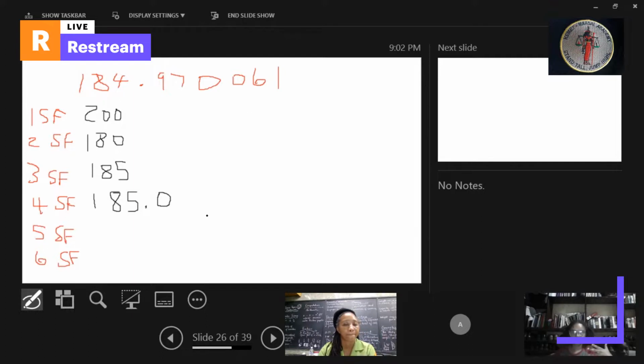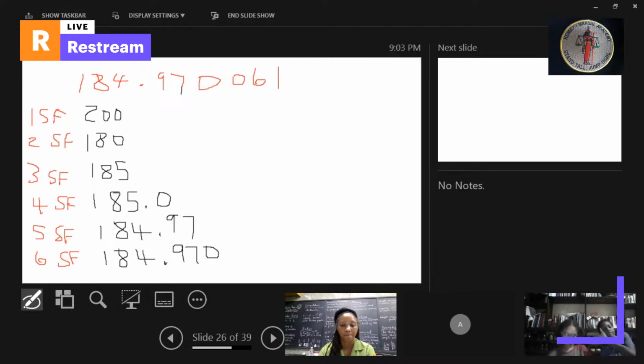Okay. For the fifth one, since the fifth number is 7, the 0 behind 7 is less than 5. We wouldn't add anything, so it would be 184.97. All right. For 6 significant figures now, the 0 is in the sixth place, and the 0 behind that is less than 5. So we wouldn't add anything, it would just be 184.970. Okay. All right.